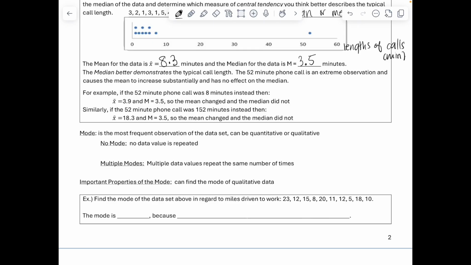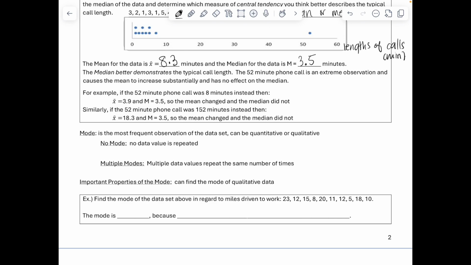Similarly, if the 52-minute phone call was 152 minutes instead, then x bar is going to be 18.3, and our median doesn't change either. It stays at 3.5. And so that mean drastically is changed based upon that value that we would have for all of our numbers, whereas the median did not change.